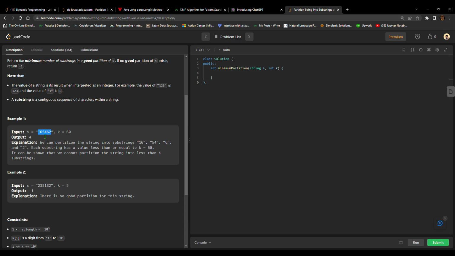So I need to reduce the number of partitions, and I also need to check that the number I am forming is less than or equal to the k that is given to me. So I think the question is pretty much clear. We would straight jump into the code part.